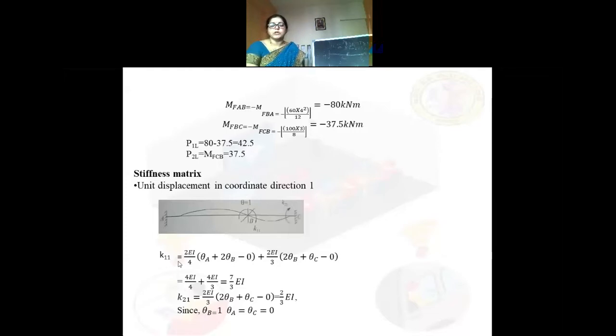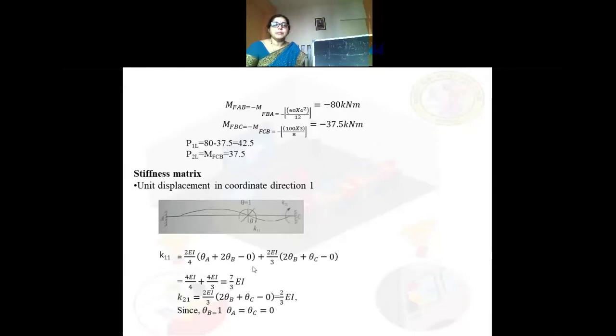equation. What is the slope deflection equation? MAB is equal to MFAB plus 2EI by L into 2 theta A plus theta B minus 3 delta by L. Hope you all remember that. So that rotation part is there, no? So you know that near end it is 4EI theta by L and far end it is 2EI theta by L. So the same concept is used here. MFAB we have already calculated.